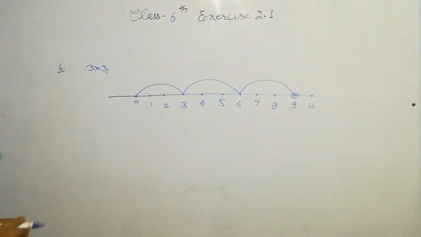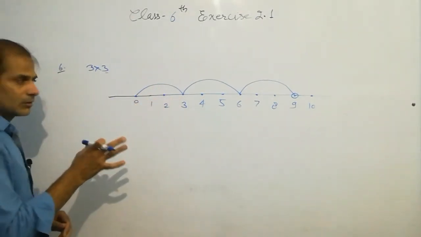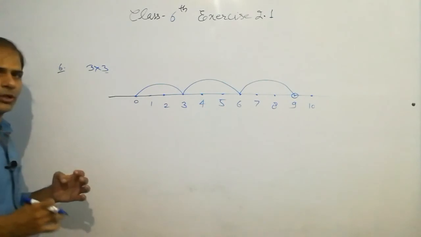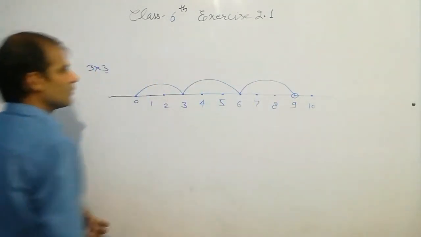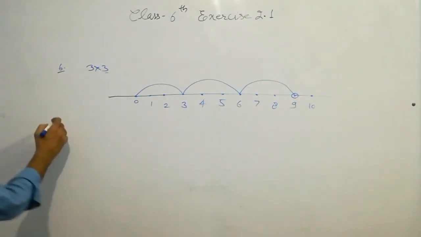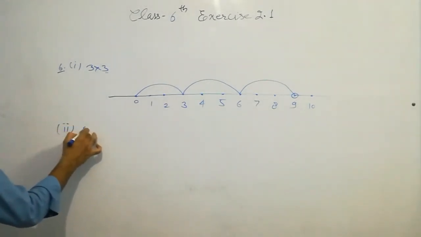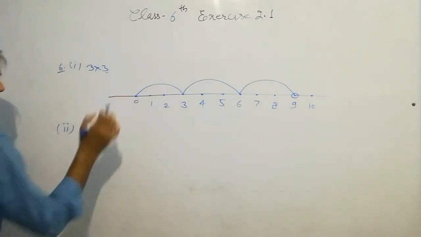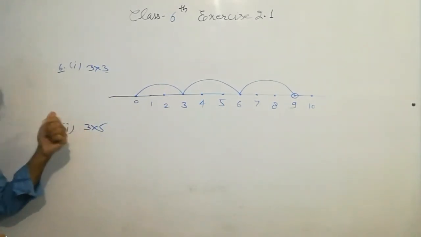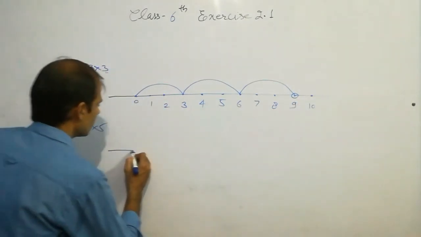What I have done here, listen carefully. From 0 to 3 there are 3 units. So we have moved 3 units 3 times. 1 2 3. Okay, and the answer is 9. So it is the first part and I solve the second part, that is 3 into 5. Again 3 into 5 is 15. So you have to write the numbers up to 15 at least.